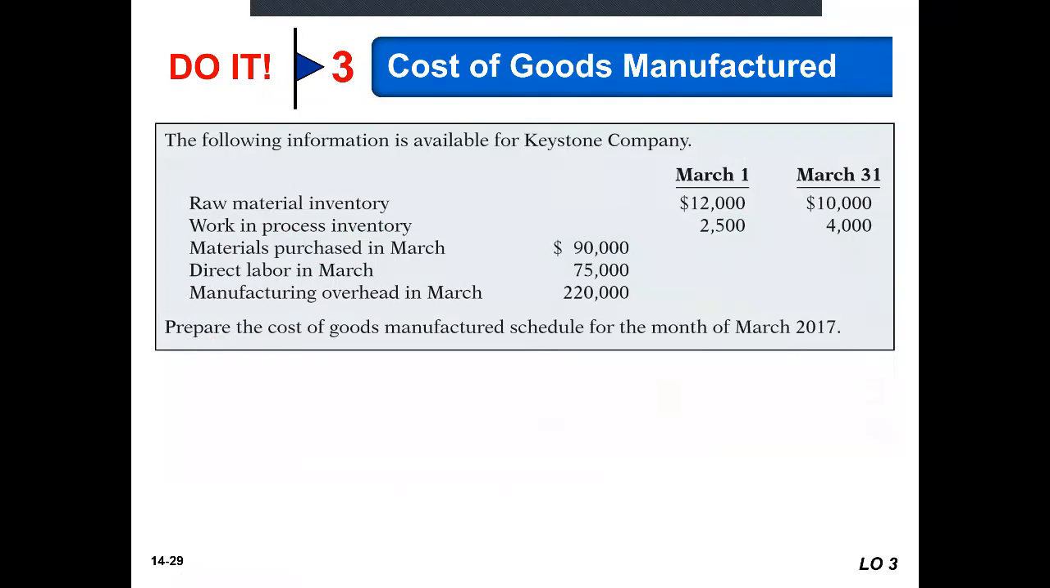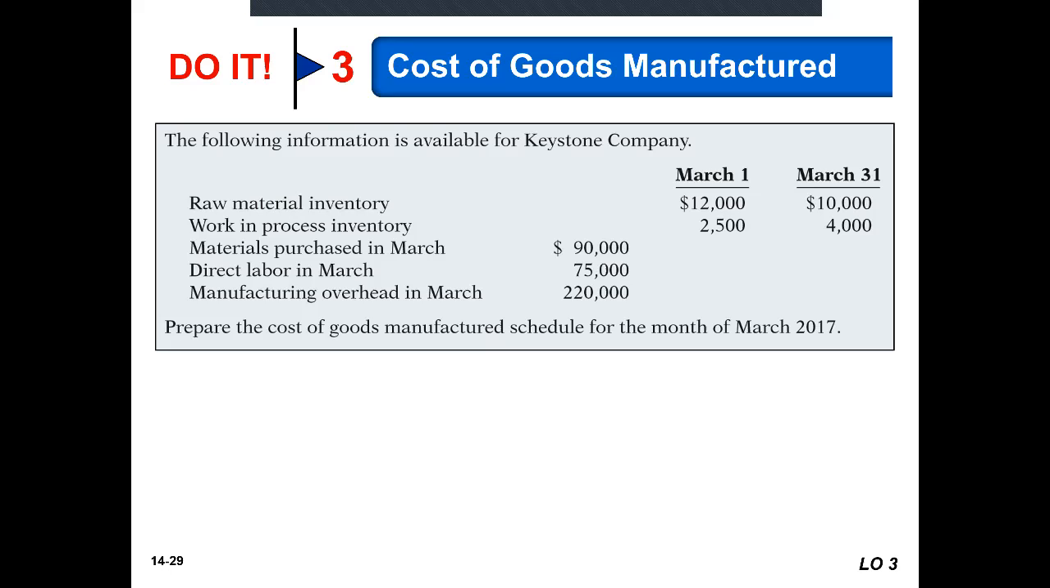So cost of goods manufactured, let's see if we can do this one together. Again, just thinking of the manufacturing process. So we have some raw materials, work in process inventory. So here we are at 1 month. We have a $12,000 balance of material, and work in process inventory. And we have our ending balance. So we bought some materials in March. We had some direct labor in March, and we have some overhead. So what is the cost of goods manufactured schedule for the month of March?